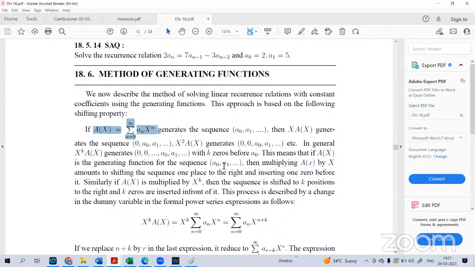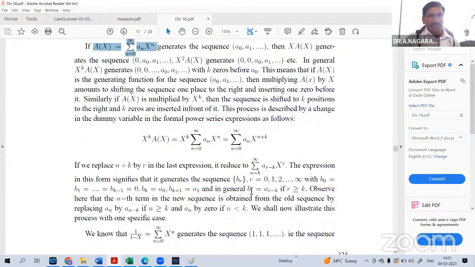Okay. Previously, we discussed the sequence. The generating function means a generalization for the sequence. We have to do this; these are the generating function applications.